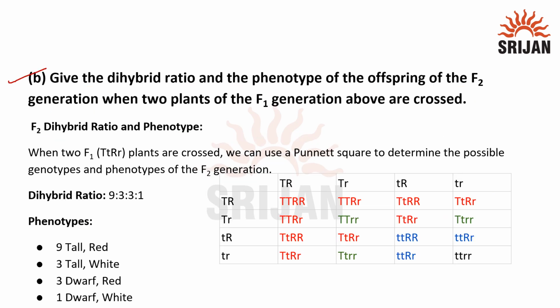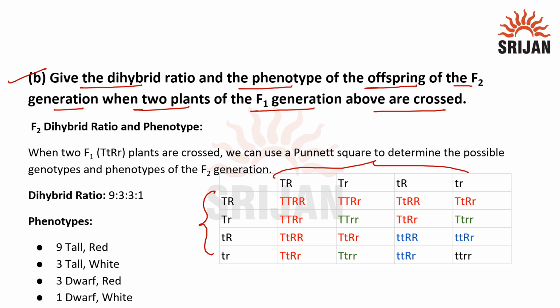Now let's answer the B part, that is give the dihybrid ratio and the phenotype of the offsprings of F2 generation when two plants of F1 generation above are crossed. So here these are the gametes that we have already seen, and now the fusion of these gametes will result in the formation of F2 generation, and these are the genotypes of F2 generation. When two F1, that is capital T small t and capital R small r plants are crossed, we can use Punnett square to determine the possible genotypes and phenotypes of F2 generation.